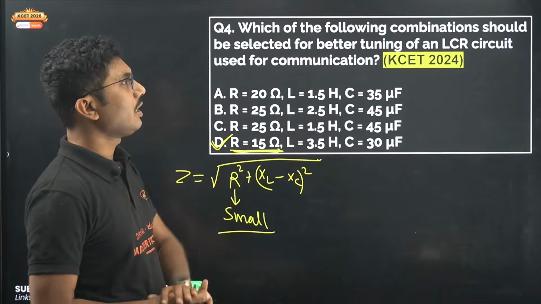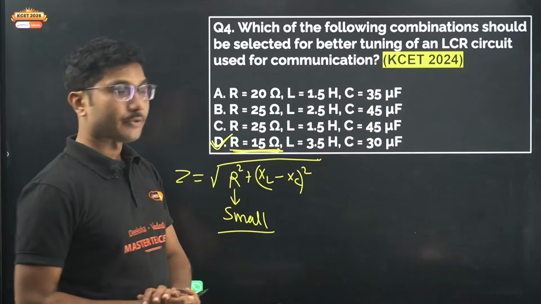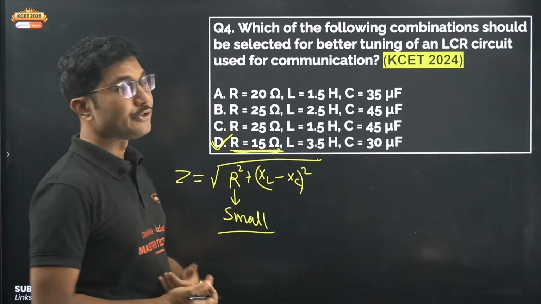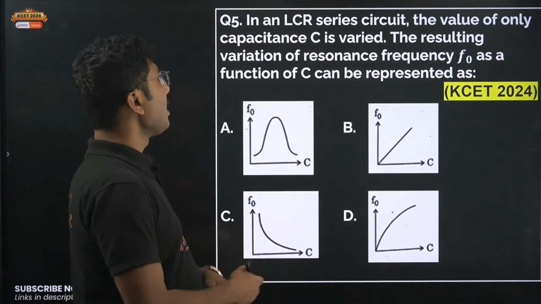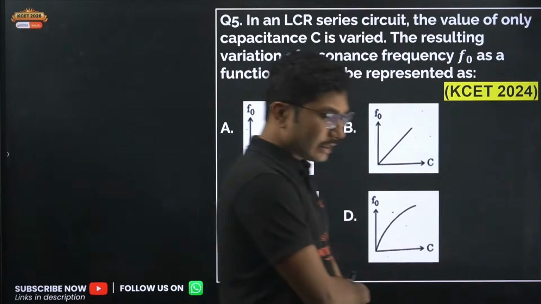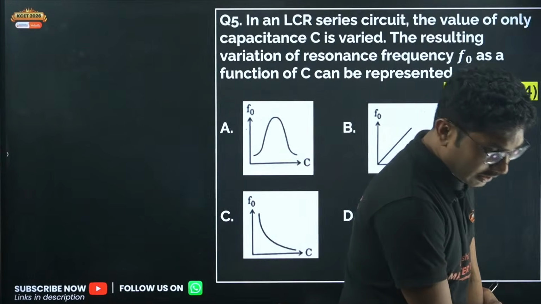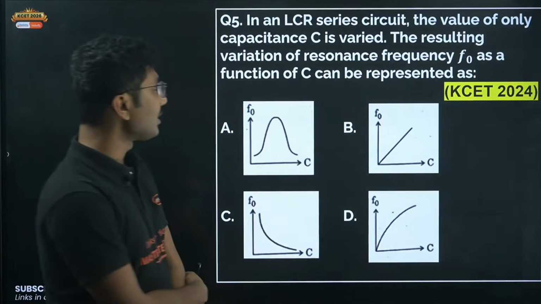So that is one of the ways to determine which circuit to use for resonance. Now next question. In an LCR circuit, Anantha again answered option D. Yes, Anantha, you are correct.